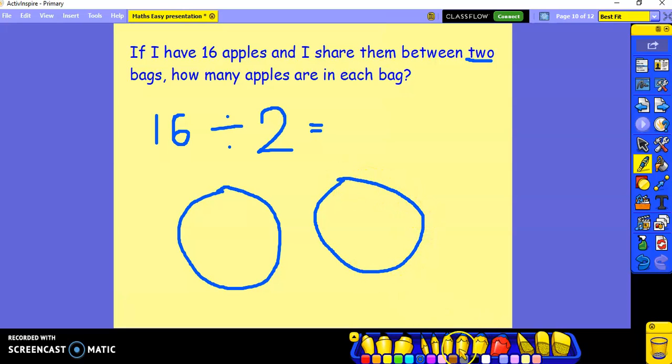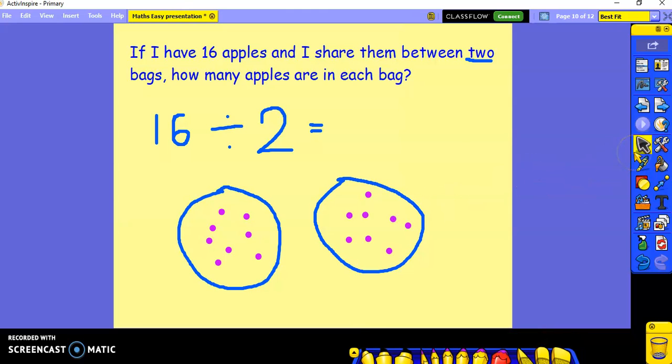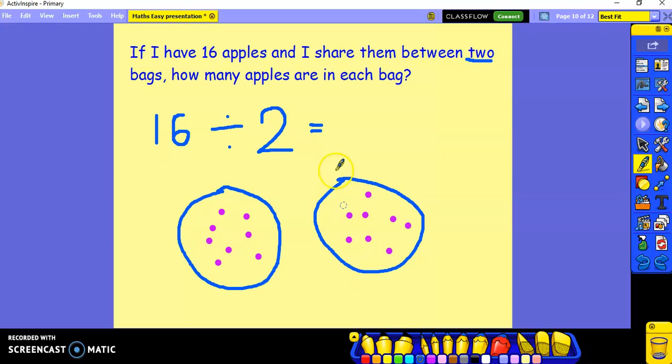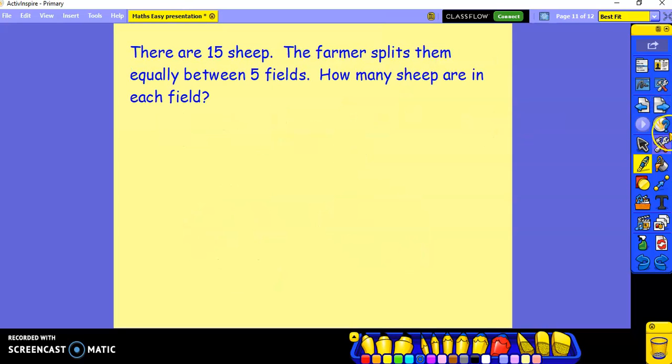16 divided by 2. So counting 16 out, remember sharing them between the 2 plates. 1, 2, 3, 4, 5, 6, 7, 8, 9, 10, 11, 12, 13, 14, 15, 16, and stop. It's very easy to keep counting by mistake. So 1, 2, 3, 4, 5, 6, 7, 8. So each person gets 8. So the answer is 16 divided by 2 equals 8. Well done if you correctly worked out the answer.